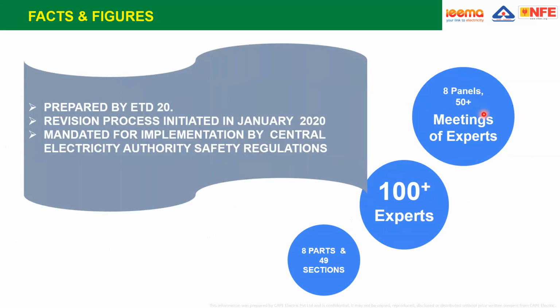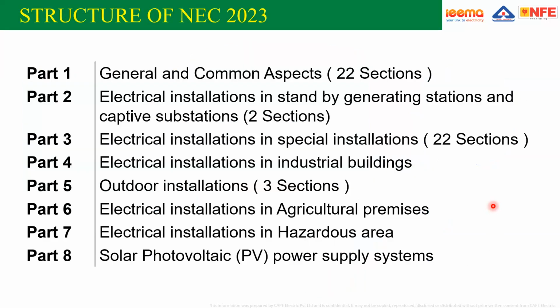We started this process during January 2020. In fact, it's not exactly January 2020. During 2019 itself, the work started. Now the NEC is mandated for implementation by Central Electricity Authority safety regulations. There are more than 100 people working in this particular committee. It has 8 parts and 49 sections, 8 panels, and 50+ meetings of experts happened in the last 2-3 years. And finally, we could publish it in January 2023.